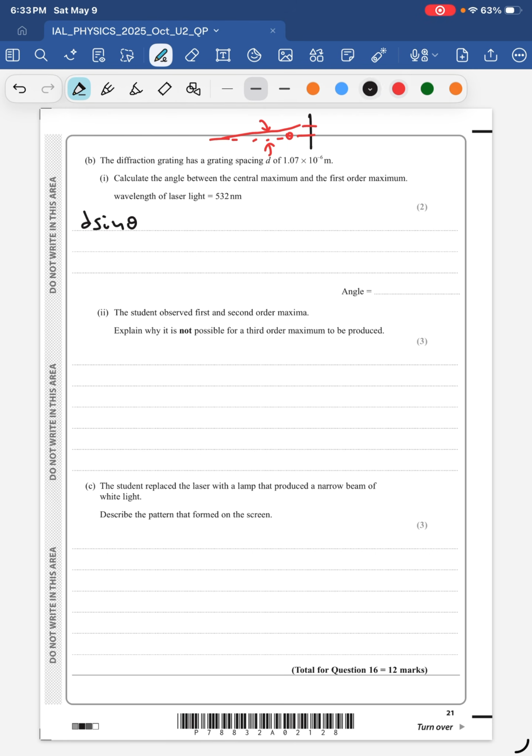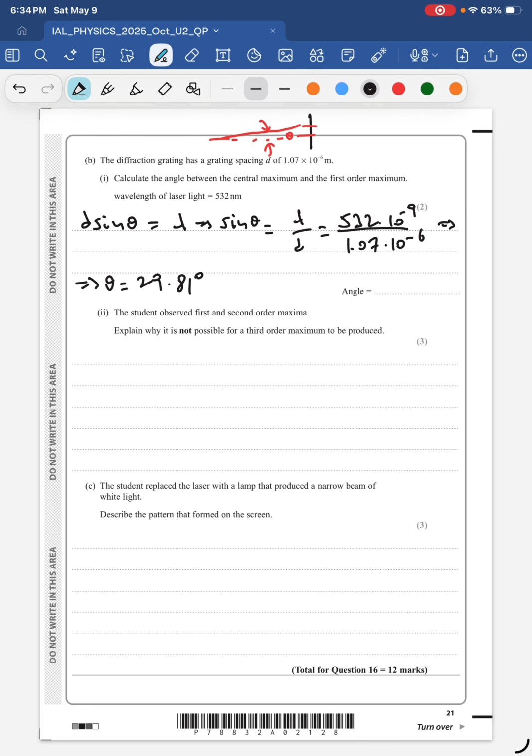Okay, so d sine theta should be an integer multiple of lambda with n equals 1, since this is the first order, so sine theta is lambda over d, or 532 times 10 to the negative 9 over 1.07 times 10 to the minus 6, and this yields an angle theta of 29.81 degrees.